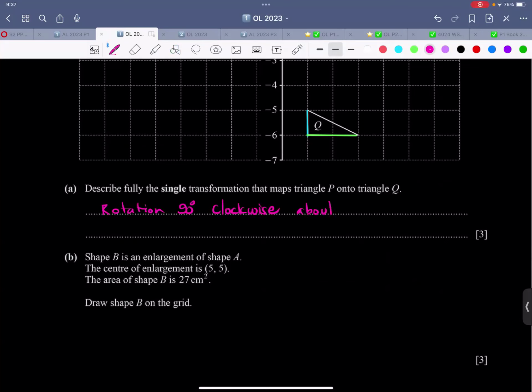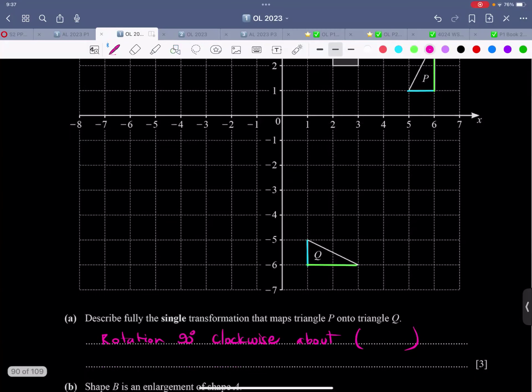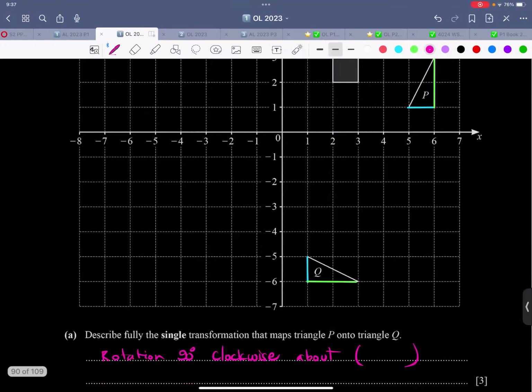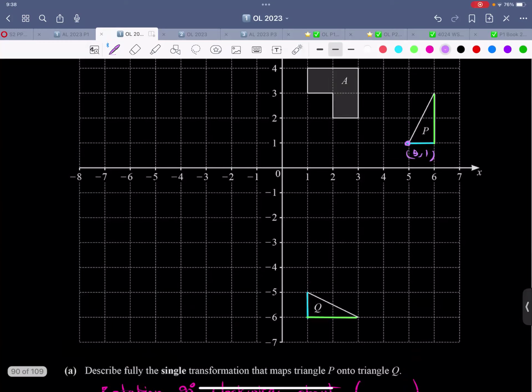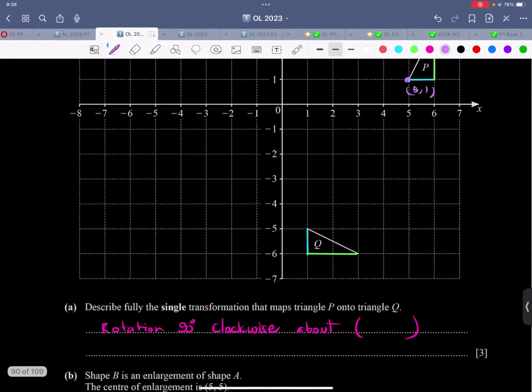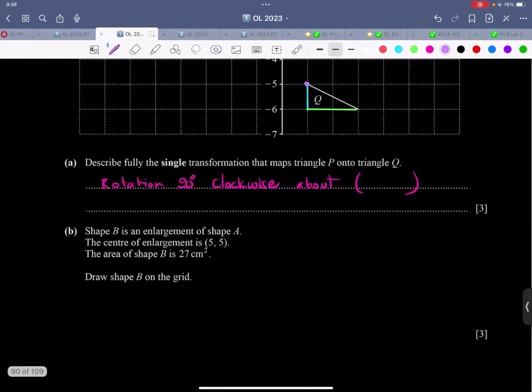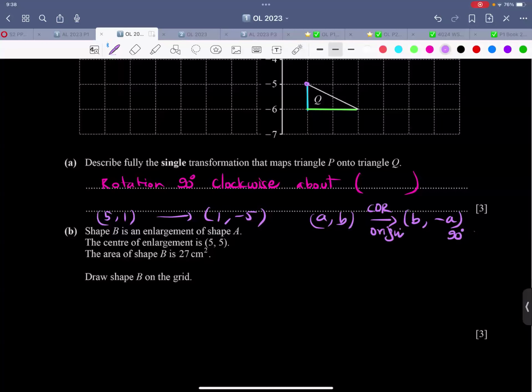Now it should be about a particular point. How would we check whether that's the origin or not? Just consider one point. Let me consider this point, which is 5 and 1. And this point is basically this one. So this is 1 and minus 5. So 5, 1 becomes 1 and negative 5. A comma B becomes B comma negative A. This happens when the center of rotation is the origin, and it's a 90-degree clockwise rotation.